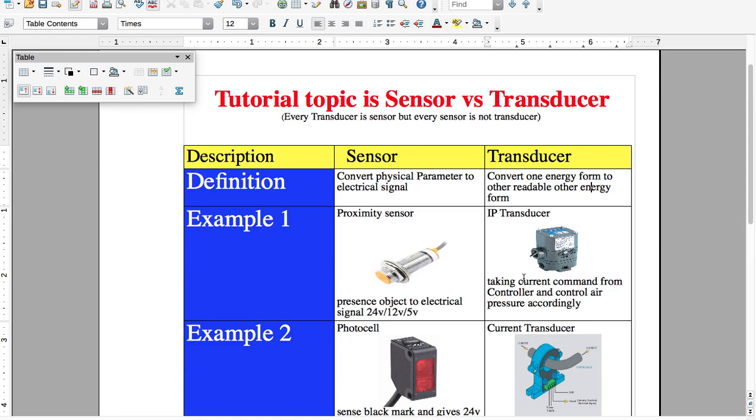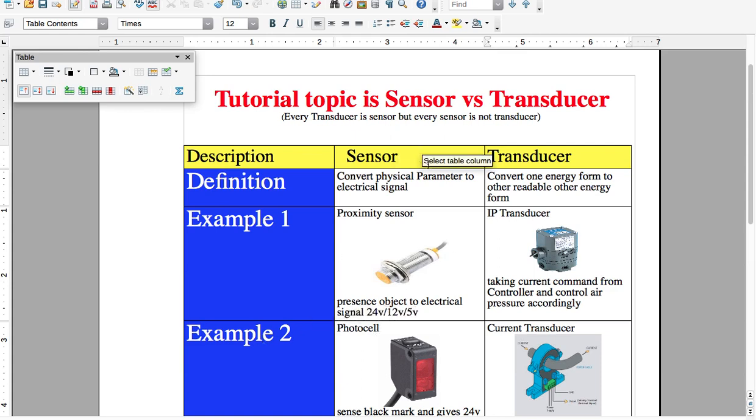The IP transducer is very common, mostly in dairy industries and other industries where the PLC gives the signal in electrical form, and we control mostly regulatory valves, like product valves for milk and juice, and control the opening of the valve.